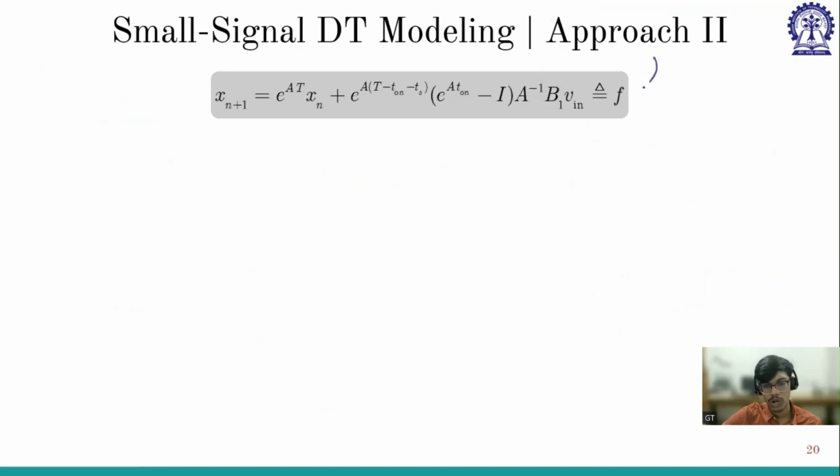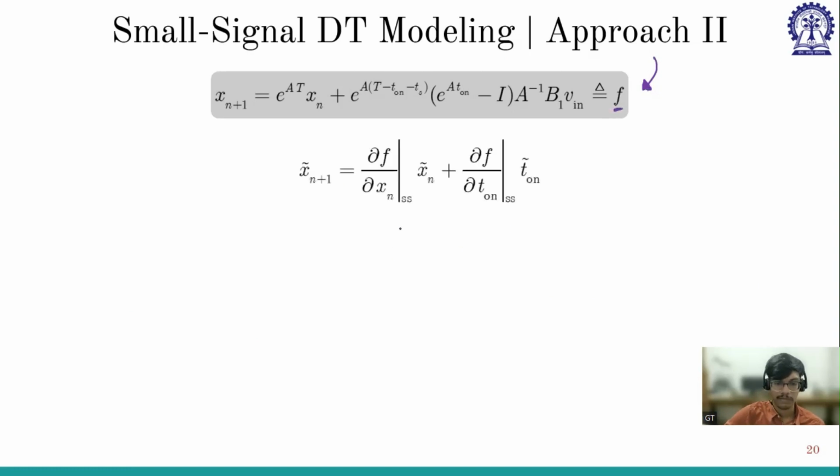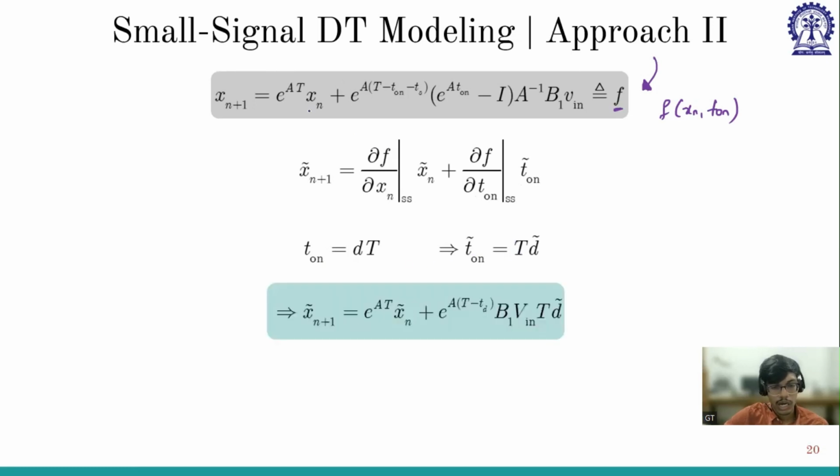Even in approach two, I'll be coming with the large signal DT model and I'm considering F, using Taylor series expansion and the Jacobian. From the Taylor series expansion, if you neglect the higher terms, I'll get xn+1 as a function of both xn and t on, so F is a function of xn comma t on. If I do this perturbation, I'll get dou f by dou xn into xn perturb plus dou f by dou t on into t on perturb. And t on is what? dT, so t on perturb is capital T into d perturb. Say this is the first part and this is the second part. The first is only dependent on xn and the second is only dependent on t on.